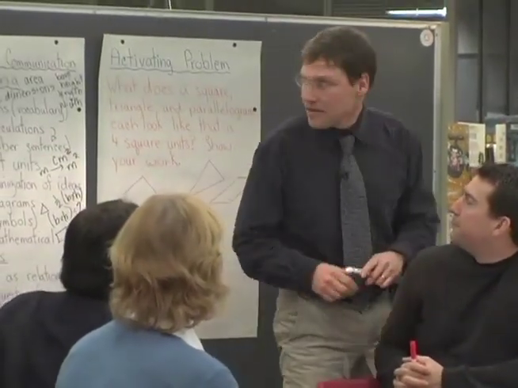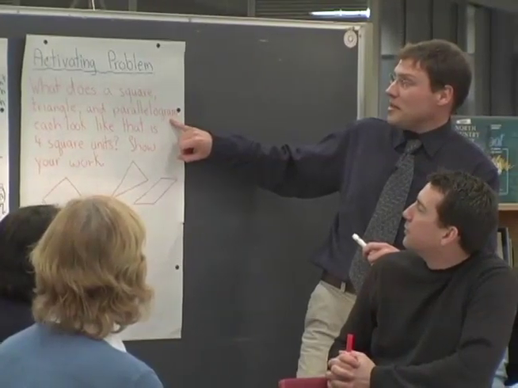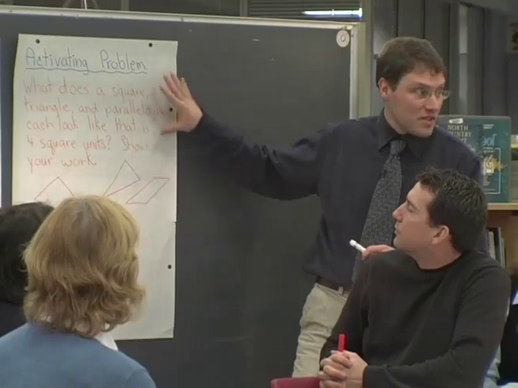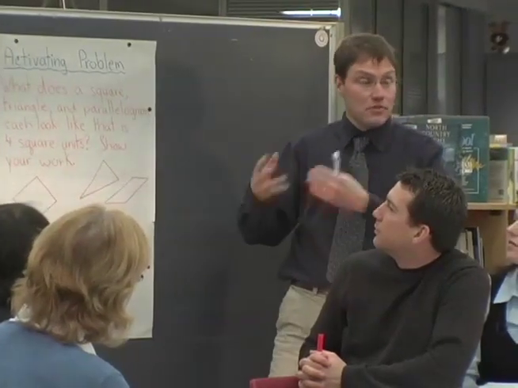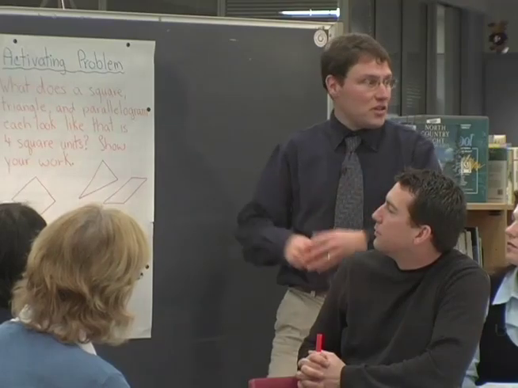Okay. I've got an activating problem for you to just contemplate. I don't think it's in its finished form yet. So this is the problem right here. What does a square, triangle, and parallelogram each look like that is 4 square units? Show your work. So this problem would be given at the outset of the lesson for students to kind of engage in the mathematics. Do you have any comments about this?